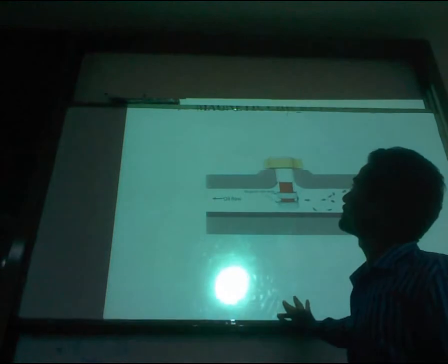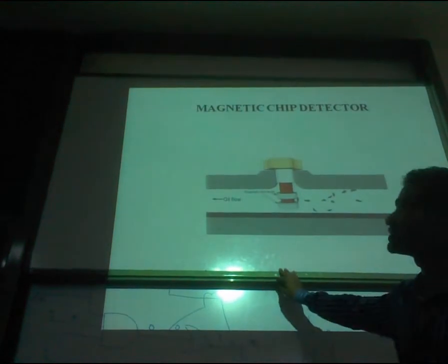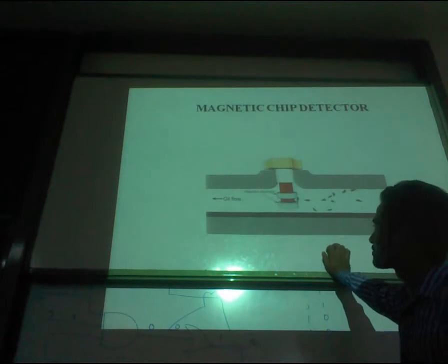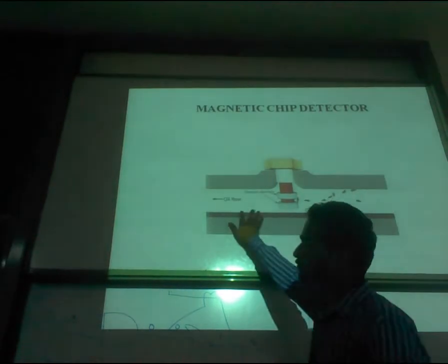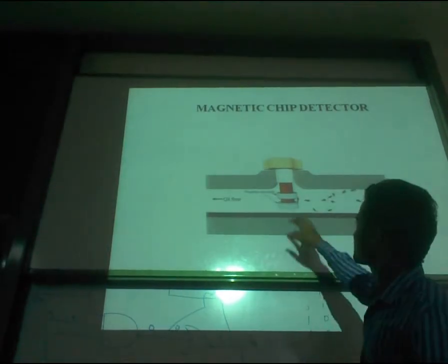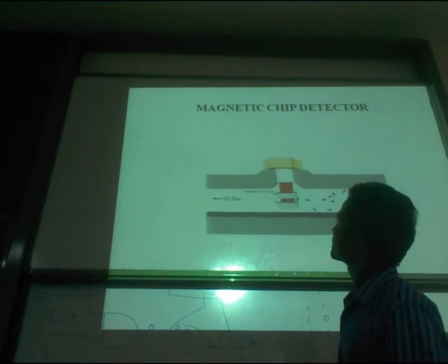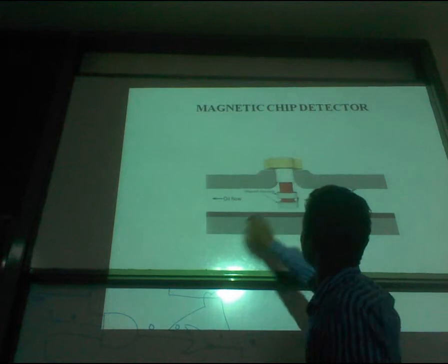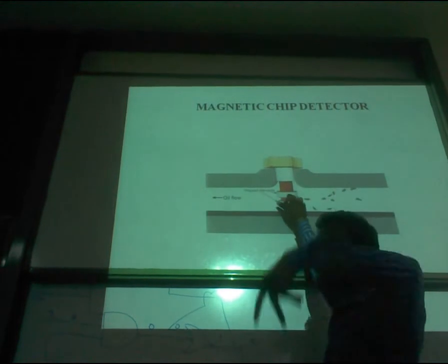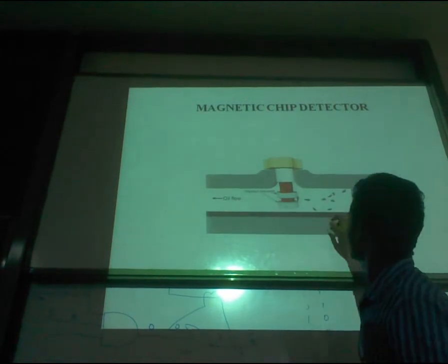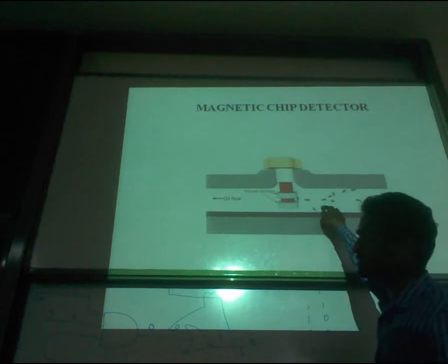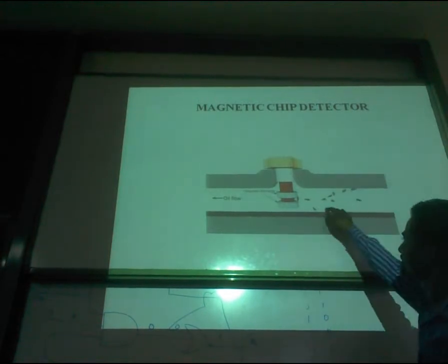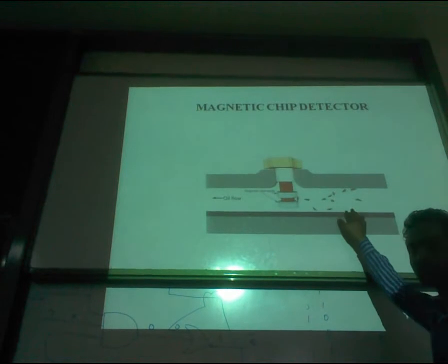First we will see the magnetic chip detector. This is the position exactly where it is placed. This is the oil flow inside the engine, and this is the magnetic chip detector figure. We can see that it contains two magnetic elements placed in between the oil flow. From here the oil is coming after it has flowed through the engine, and it contains some ferrous particles and non-ferrous particles.